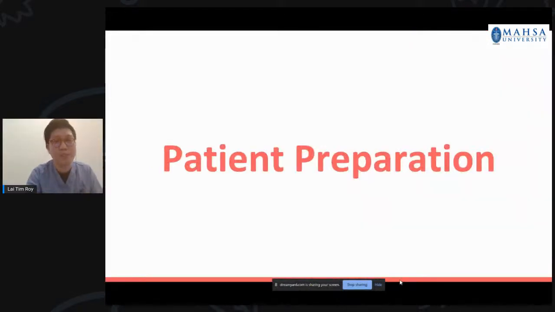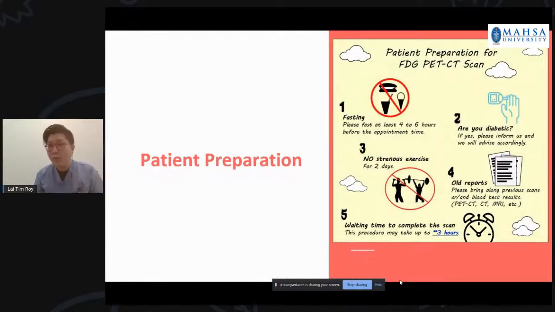Okay, patient preparations. Here are a few important things that we need to do. The patient needs to fast, all right? Then we need to check whether the patient is diabetic. One reason is that if the patient is diabetic, we need to make sure the patient stops his or her medications before the scan. Otherwise, the patient will get too hungry, which is not good for patients.